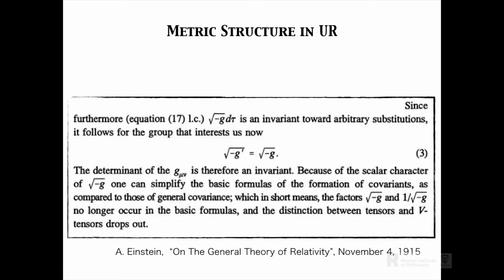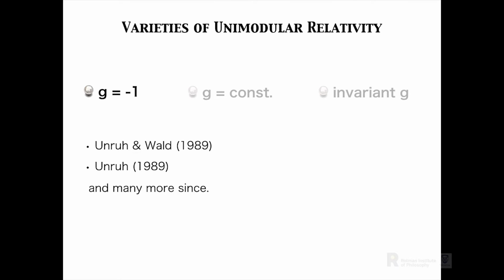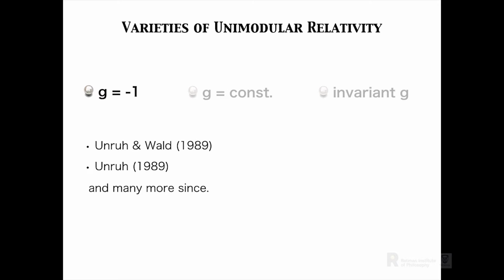What Einstein figured out in the November 4th paper is that because the volume element is invariant, the invariant volume, which included a factor of the square root of minus g, is also invariant, so the conclusion is that the determinant of the metric is also invariant. Now, I'm going to sidetrack just a little bit. How many of you have heard of unimodular theory before? There are lots of theories that go under the name of unimodular theory. I split them into three classes. I'm going to tell you what they mean, and which I think is the one.